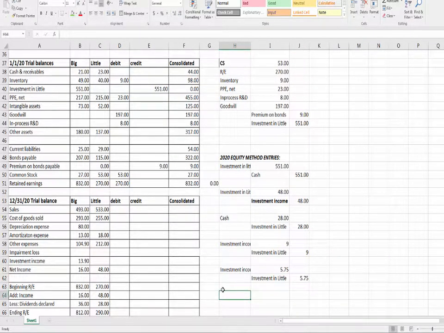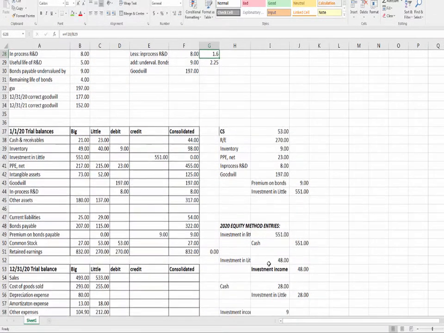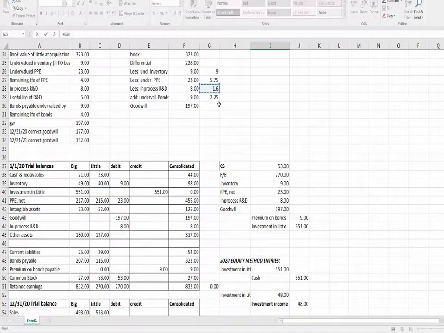Same thing for the in-process R&D. We've determined that that is going to be written off at the rate of $1.60 per year. So plus that value.